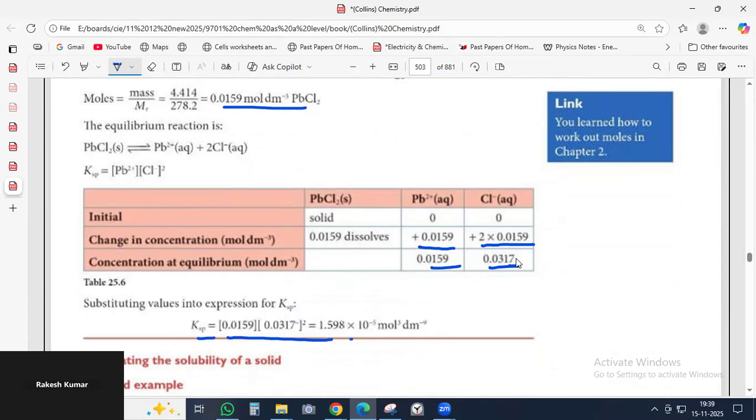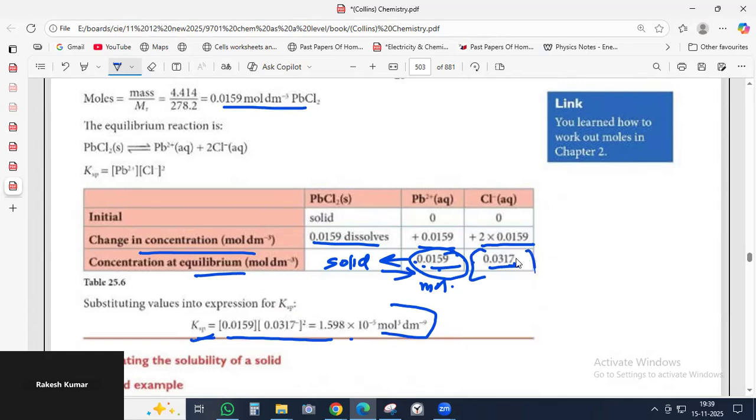Then I get Ksp. So see, this has got moles per dm cube, but the unit of Ksp is some other unit. This is the concentration at equilibrium, this is the change in concentration, but now there is solid left. So this is the equilibrium, and the product of these two, squared, is the equilibrium product. So the square of this.